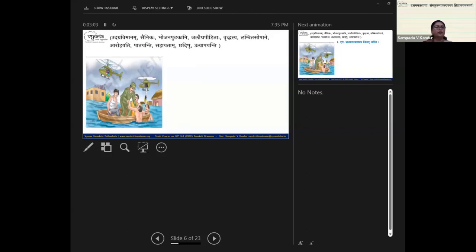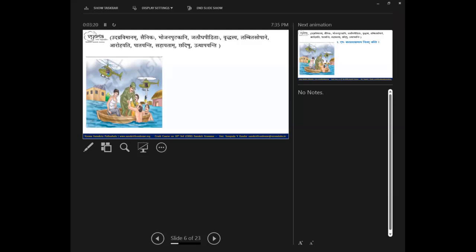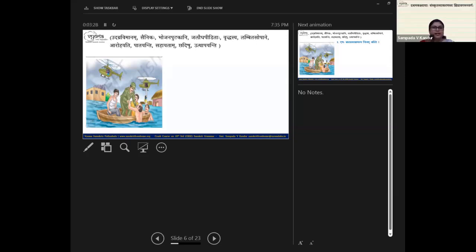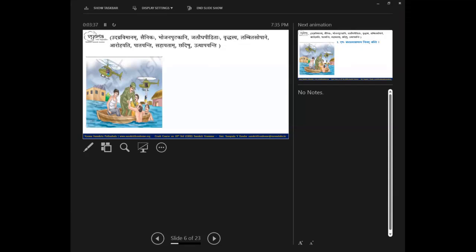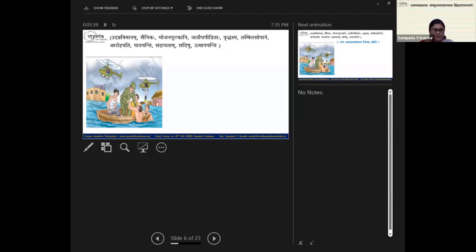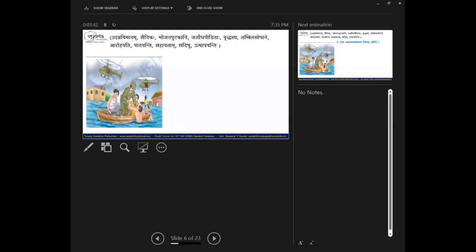Very good. Now I want you to tell what you see in this picture. Yes, Dikshan. In English you can tell. What do you see in this picture? What is your observation? There is a flood in the village. Flood is there. Then what do you see? There is a helicopter. There are two rescuing helicopters rescuing them. Yes, rescuing them.